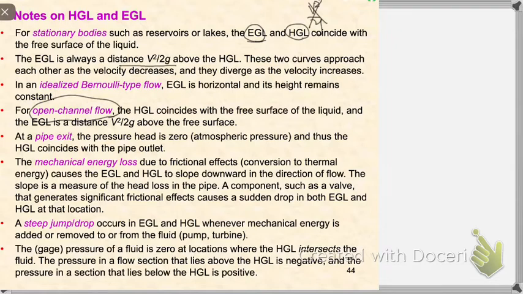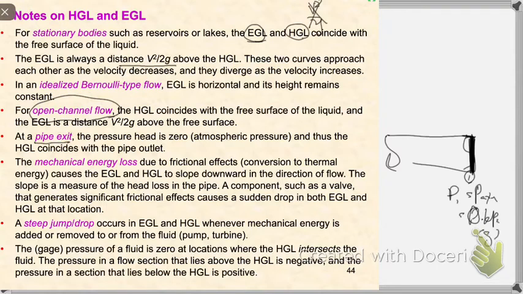The next thing is pipe exit. Again, when you have a pipe and the end of the pipe is drawn like that, a solid line, not a curved line, then it means that the pipe is exiting to the ambient, to the atmosphere. So P1 there is equal to P atm, which is equal to 0 kPa gauge.